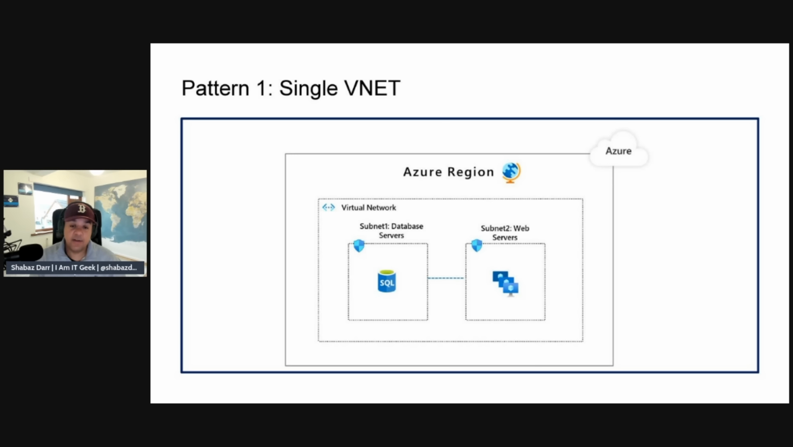As you can see in this image, subnet 1 has the database workload, whereas subnet 2 has the web workload. And you can configure NSGs that allow subnet 1 to only communicate with subnet 2, and subnet 2 to only communicate with the internet.